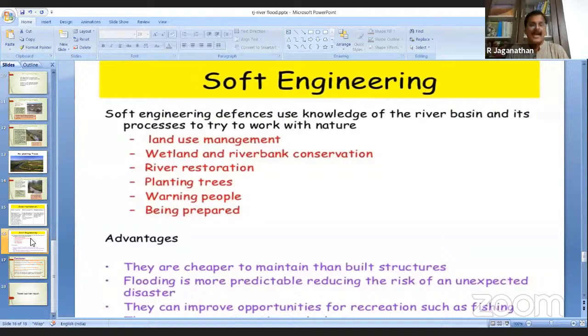Being prepared means you have to have everything. We have to use our mapping techniques, particularly geospatial technology. We can have a web-based portal for a particular river course. When you have a river, very heavy rain, what will happen? When you don't have rain, what will happen? If you give those things, I think people will be able to utilize them and will not face any disaster kind of problems. They are very cheap to maintain compared to built structures. With hard engineering, flooding is more predictable, reducing the risk of an unexpected disaster. They can improve opportunities for recreation, such as fishing, and any other tourist kind of activities.